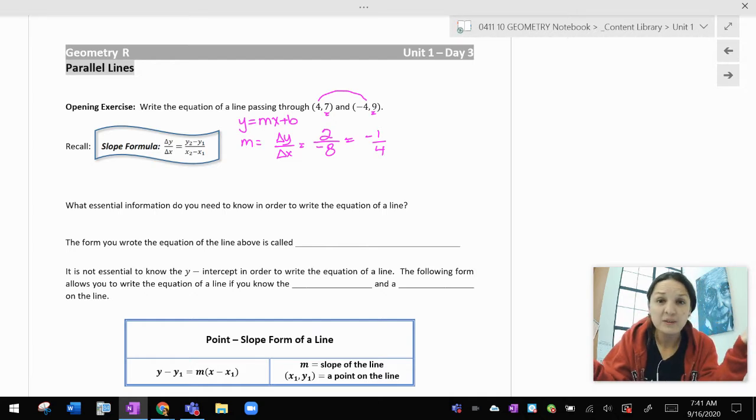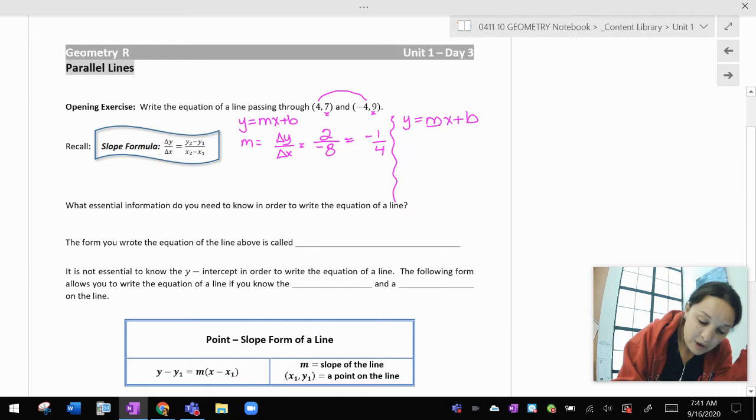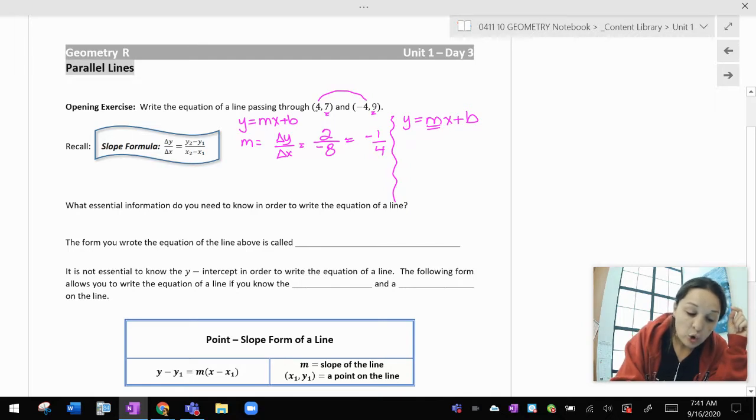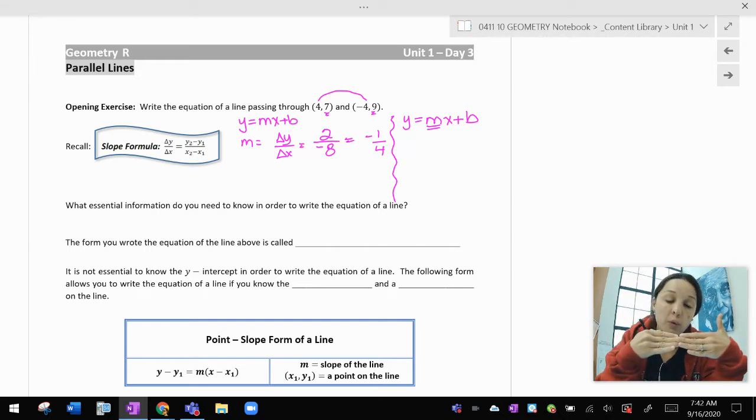So now I need to find the y-intercept. And I could do that a couple different ways, but one way that I haven't shown you yet, at least on video, is how to find the y-intercept algebraically. So I'm going to do that right now. In the y = mx + b form of a line, I know that m is -1/4, and I know that x and y could be 4 and 7 or -4 and 9. And what you can do is algebraically solve for that y-intercept.